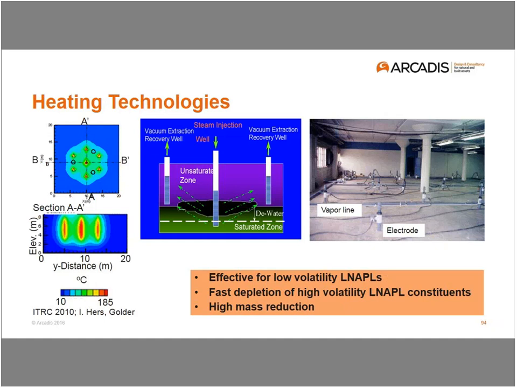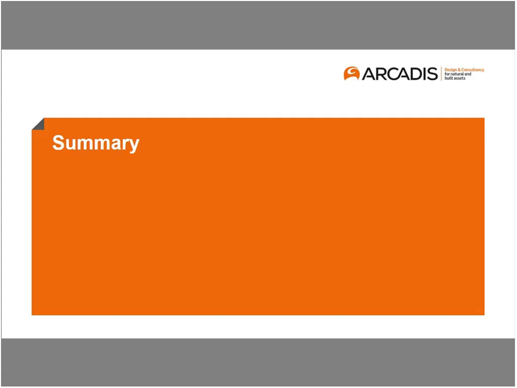If we need to get even more aggressive than that, heating technologies are a phase change approach that can be applicable for even low volatility LNAPLs, where we're heating up the subsurface, we're heating up the LNAPL so that the vapor pressure of the LNAPL increases and you're able to extract it in the vapor phase. Again, you can have fast depletion of the LNAPL itself as well as the high volatility fraction of the LNAPL. So with that, just some reminders of what other phase change technologies are available and how aggressive we can get with them.